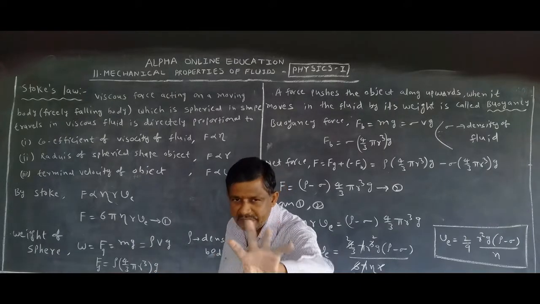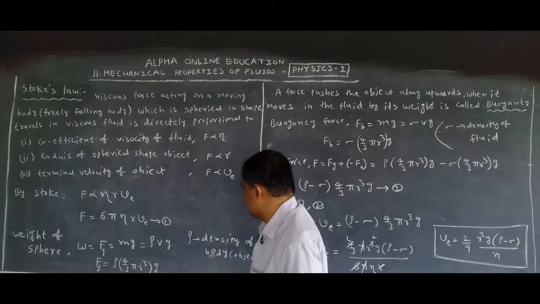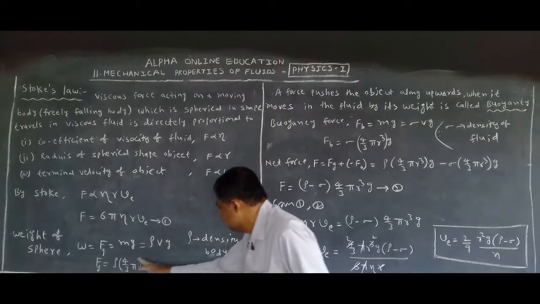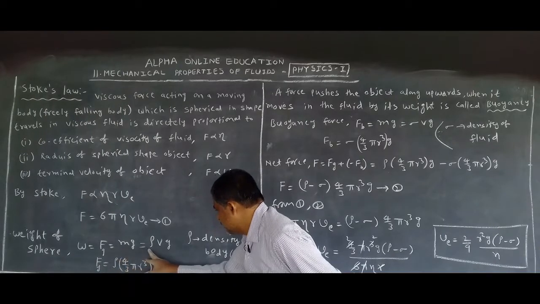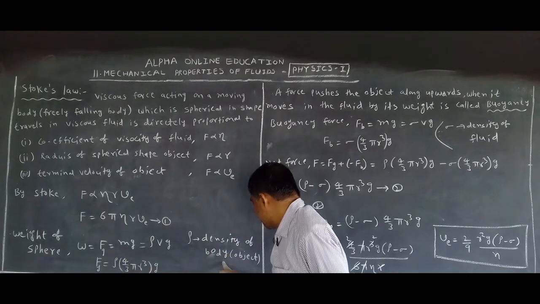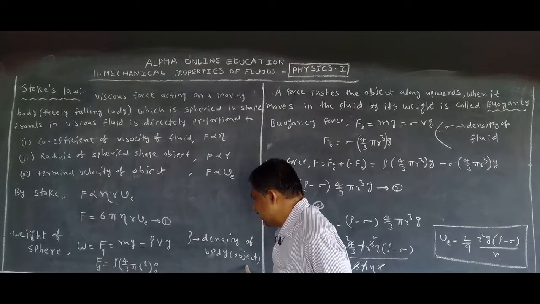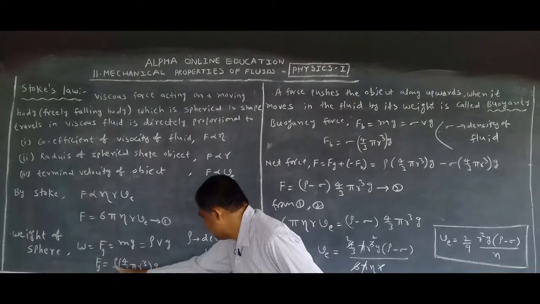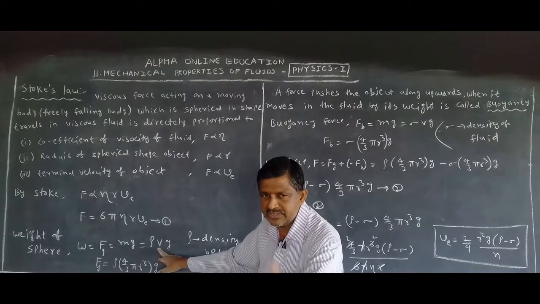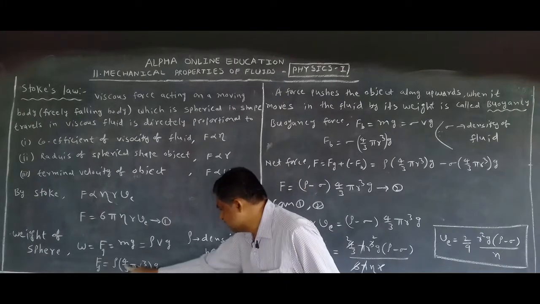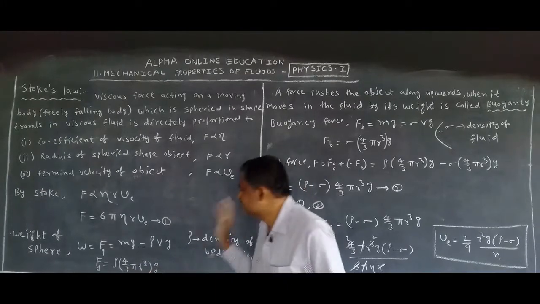We know the volume of the sphere: 4 by 3 pi r cube. That's why Fg is equal to rho, the density of the spherical object, into V, the volume of the sphere, 4 by 3 pi r cube, into g.